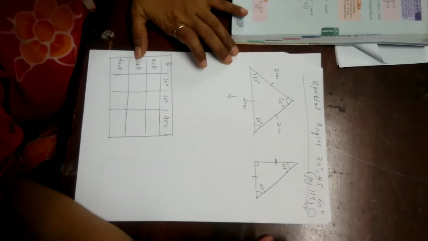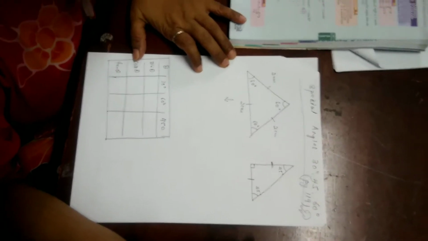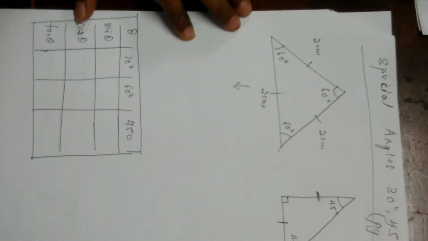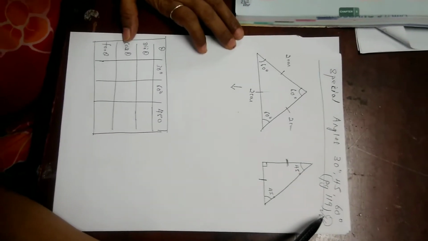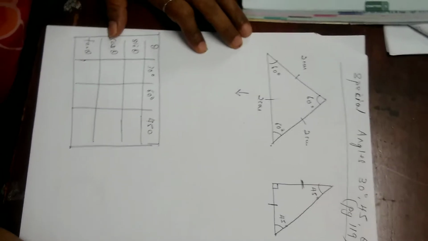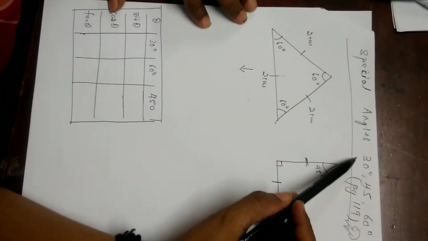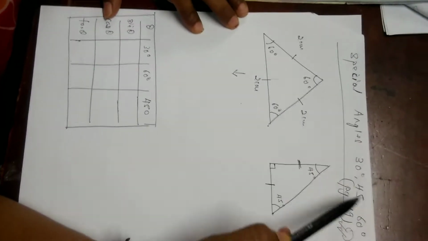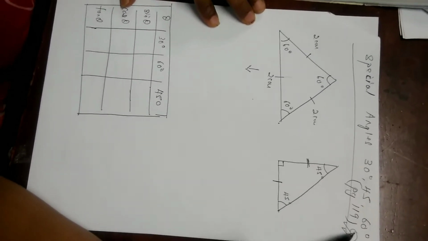Alright, good afternoon students. Today we move on to the next part of trigonometry. This is on special angles. You can refer to your textbook page 119. For special angles, there are three special angles: 30, 45 degrees and 60 degrees.